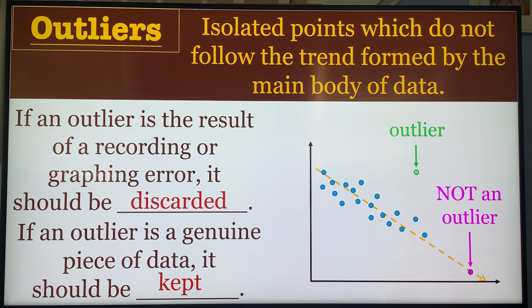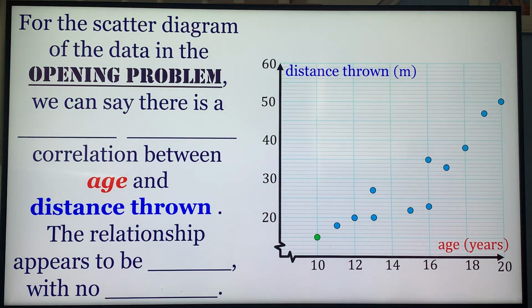All right. I'm going to have this whole screen clean in this lesson. Good? All right. Now, for the scatter diagram in the opening problem, you already have this graph somewhere. We could say there is a blank correlation between the distance thrown. So, using your words, strong, moderate, weak, positive, negative, I want you to say what you think this is.